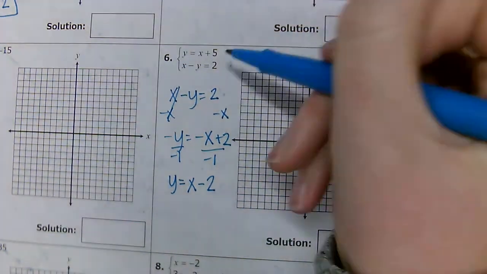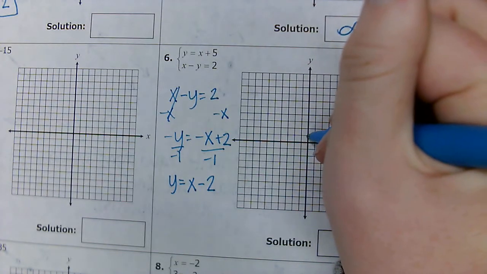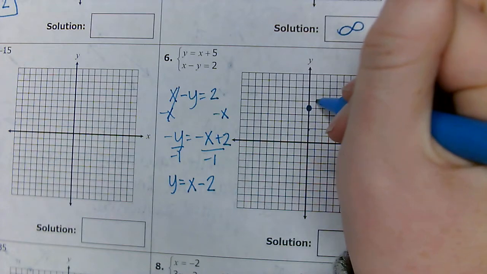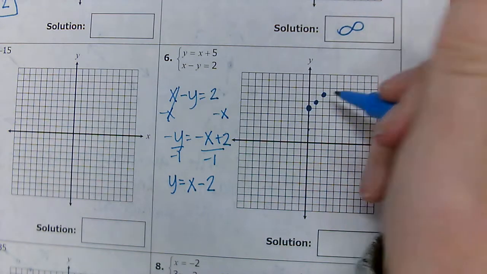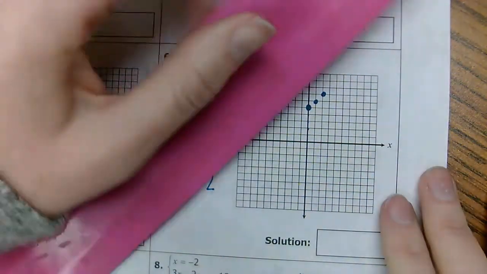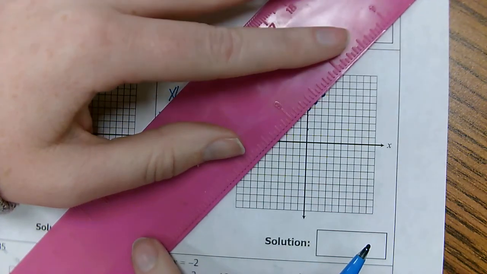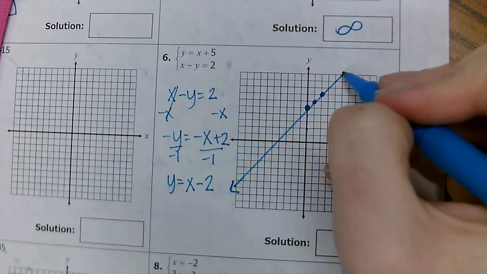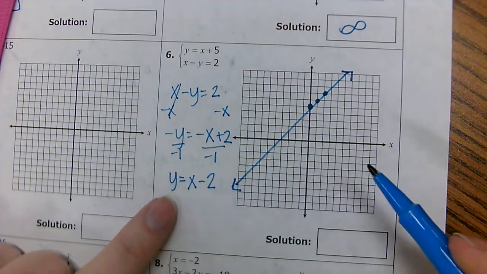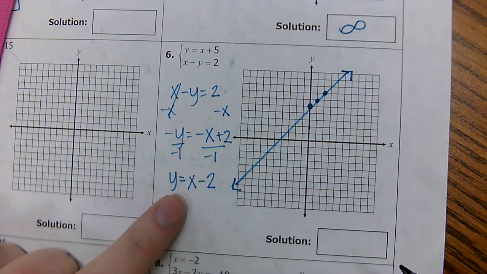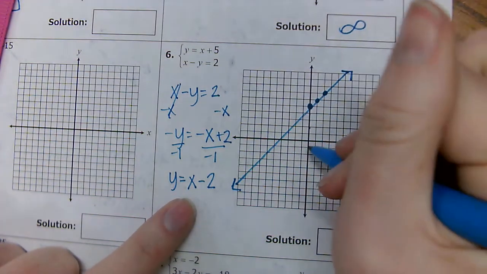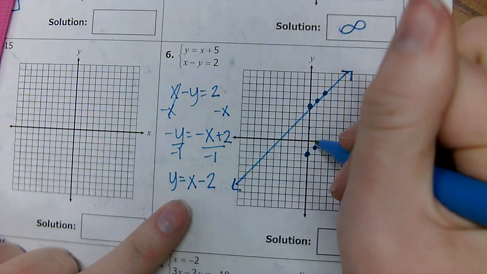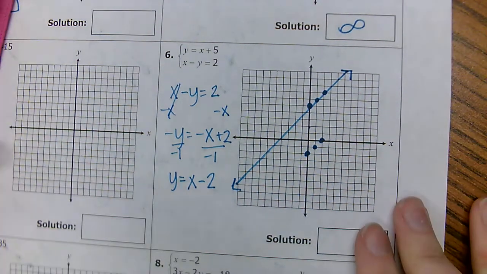Alright, so let's graph the first one. Start at positive 5. 1, 2, 3, 4, 5. Up 1, right 1. Up 1, right 1. Okay. Make your line. So there's the first one. And then the second one is y equals x minus 2. So start at negative 2. And then go up 1, right 1. Up 1, right 1. And draw your line.